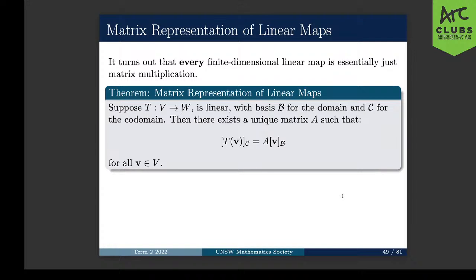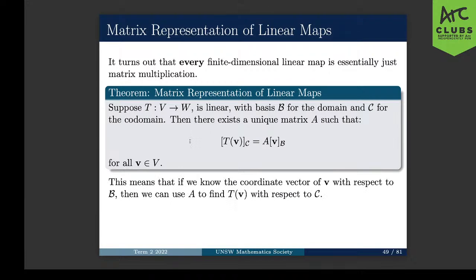Let's say T is linear from V to W, and let's say B is the basis for V, and C is the basis for W. Then there's always a unique matrix A, so that the coordinate vector of T of v with respect to C is equal to A times the coordinate vector of v with respect to B. Remember, these are general vector spaces, so we have to use these coordinate vectors to make sense of this matrix multiplication. Think about if V and W were the space of polynomials, then we can't just leave these coordinate vectors out.